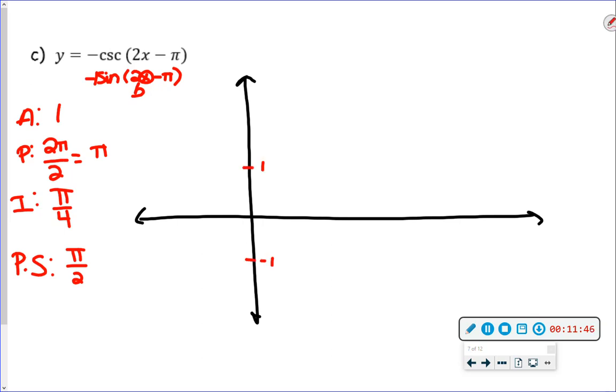Now, phase shift. First thing we have to label on here, our new starting point, pi over 2. So think of that as 0, 0. I need 4 increments past it to make 1 full period. So from my starting point, I'm going to do the math over here. From my starting point, we're going to add our increment. So a half plus a quarter, 3/4.